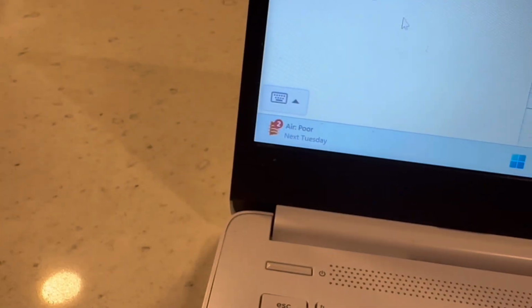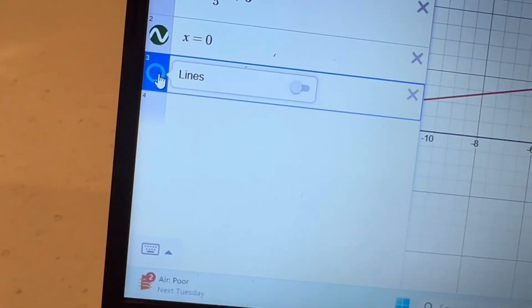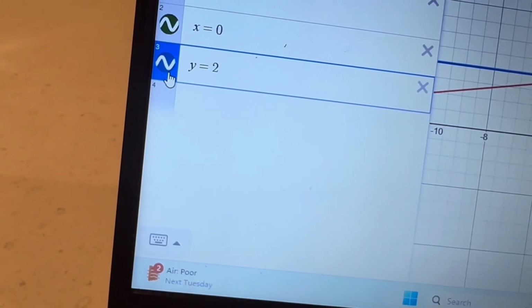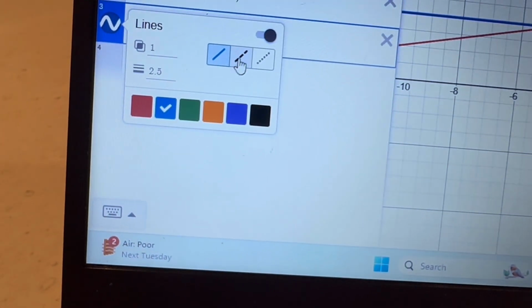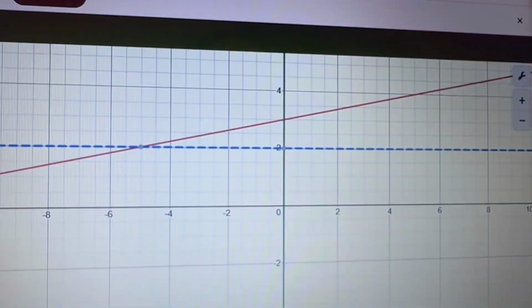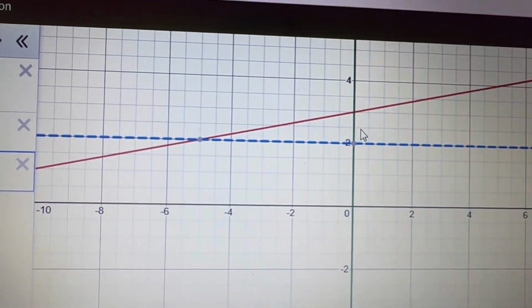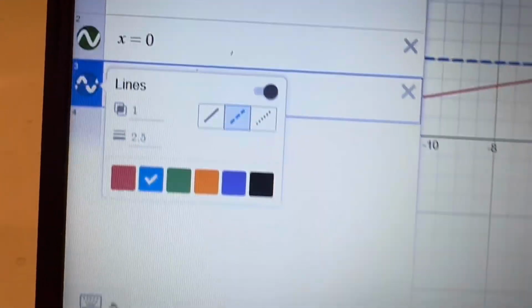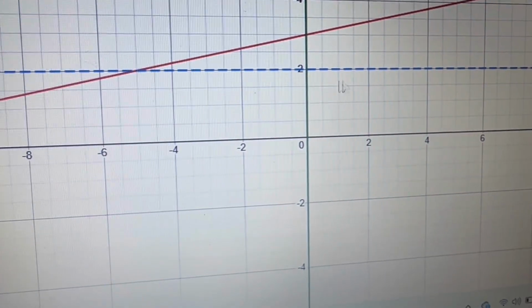For the third one, the blue one, again you hold on to this for half a second, let go. Try it again. There we go, and make it dashed. Oh, look at that. We got a solid red one, the first one. We got a solid green one, the second, x equals 0. And then y equals 2 is the blue one, and that's dashed.